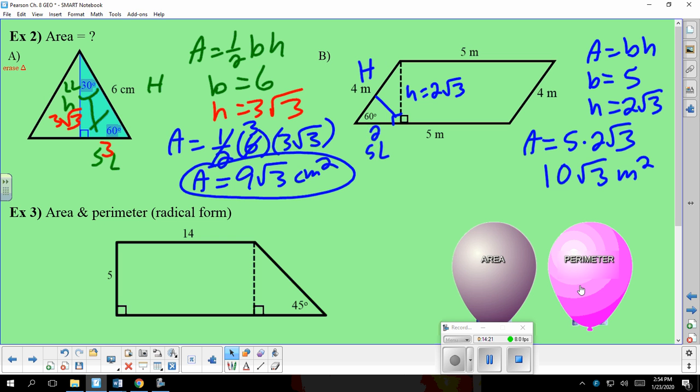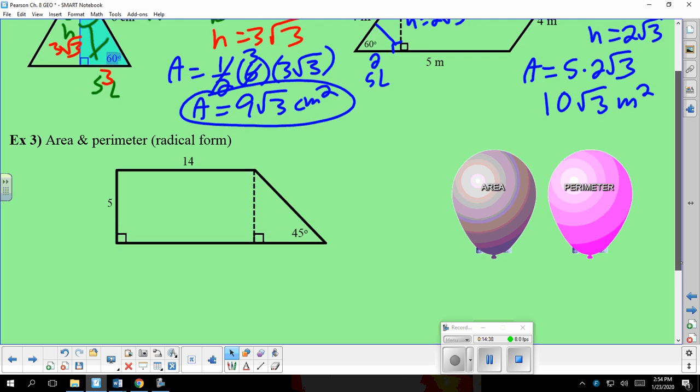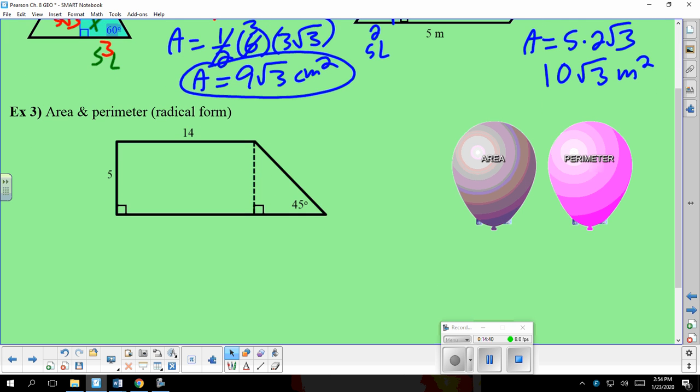All right, so now for this figure below, I want to figure out the area and perimeter. So let's go through this. If this is 14, this is 14 down here as well. And if that's 5, this is 5 over here. And then I have a 45, 45, 90 that's isosceles right now. So that's 5, this is 5. What is this hypotenuse then? 5 times the square root of 2.